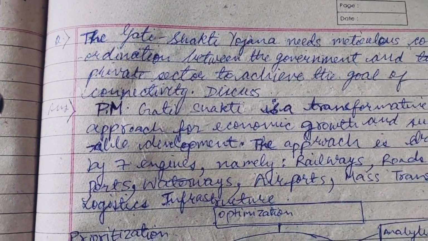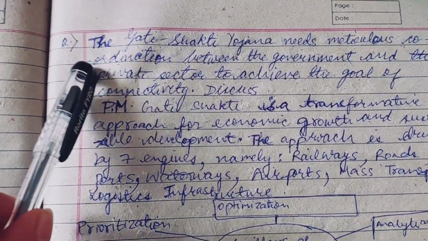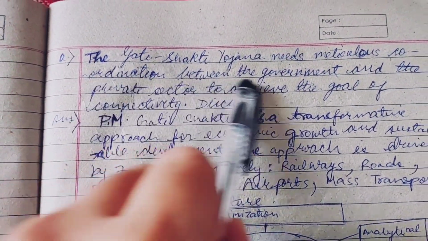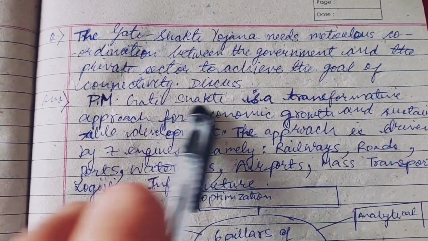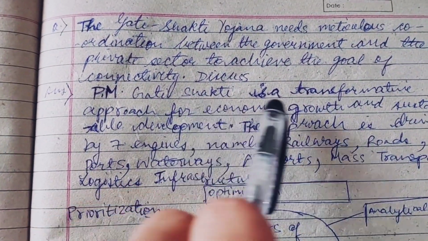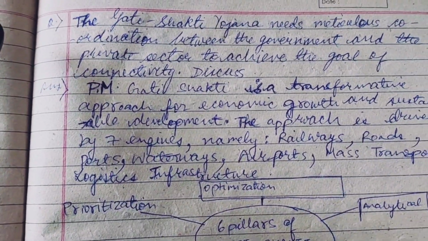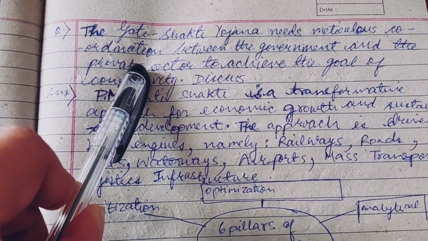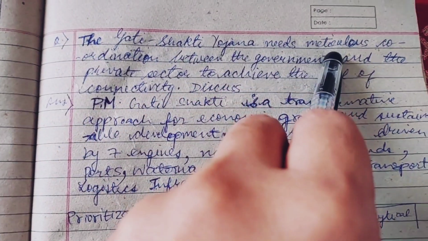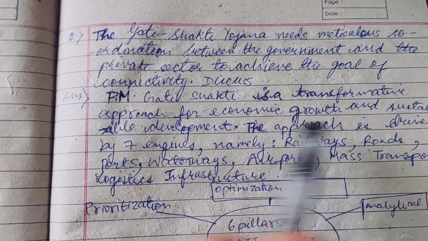In this video, we will discuss another question. It is related to mains, and the question is that the PM Gati Shakti Yojana needs meticulous coordination between the government and the private sector to achieve the goal of connectivity. Discuss. So in this question, we have to discuss the Gati Shakti Yojana and why it needs meticulous coordination between the government and the private sector to achieve the goal of connectivity.